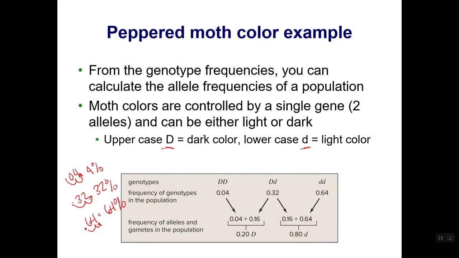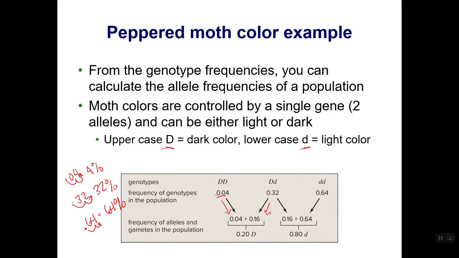So we can calculate the allele frequencies by adding together 0.04, which stems from here, plus half of 0.32.